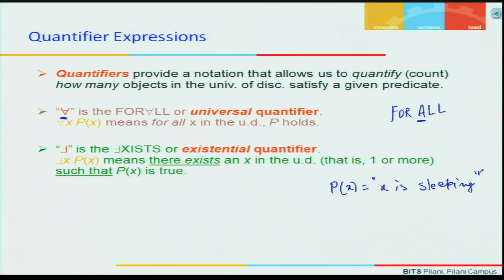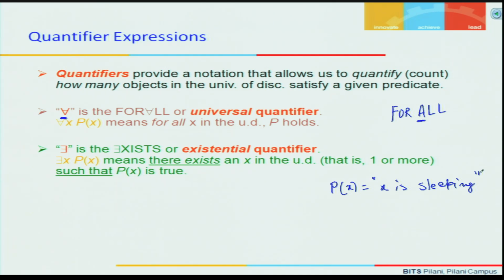I can say all human beings are sleeping. Its truth value happens to be false, but that is a different thing. I will be able to quantify all the objects in the universe at one go, isn't it? In this example, this happens to be false, that is a different thing altogether. I am able to quantify all the objects about my predicate in one go. That is the significance of the quantifier.